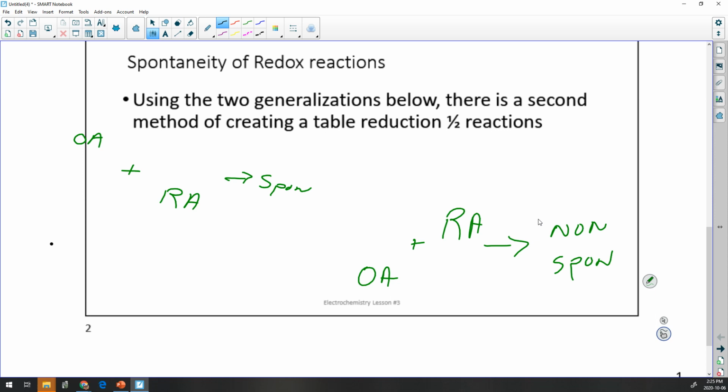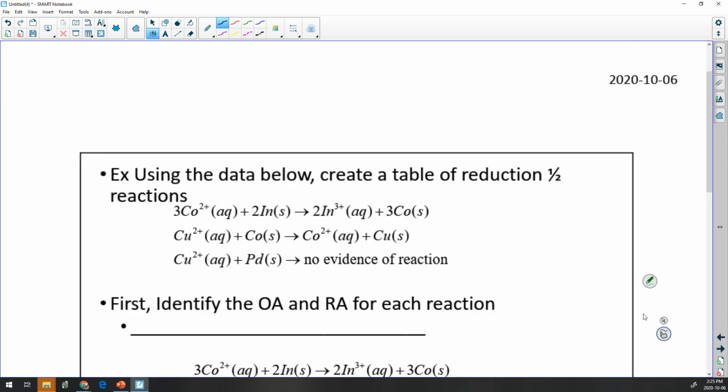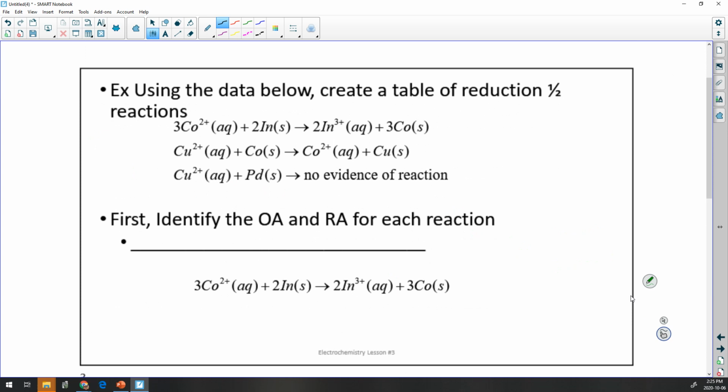Now, as I said, sometimes it's not easy to do those tables that we did yesterday, the activity series. Notes don't want to work. Okay. So here's a reaction. This actually wouldn't be too bad in an activity series, but we're going to do it in our next method.